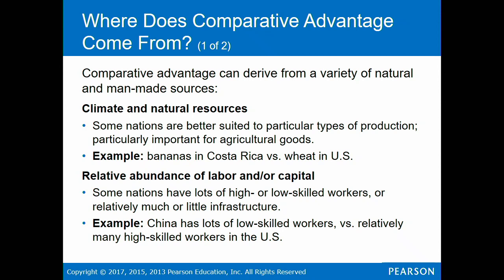So there's a lot of different places that comparative advantage can come from, a lot of different causes. Some are climate and natural resources. Some nations are better suited to different types of production. This is going to be most important for agricultural goods, and these are like the easiest examples. But there are some other ones out there.